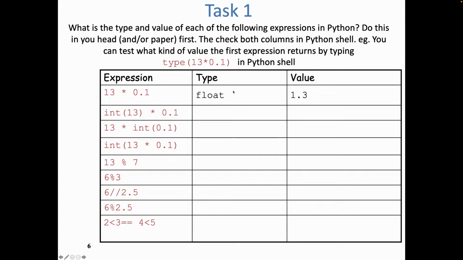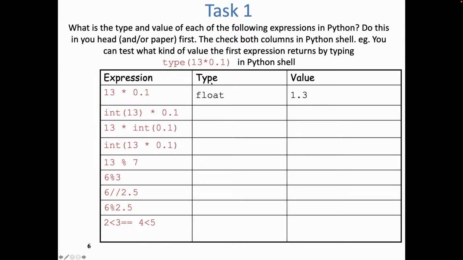Next is task 1. What is the type and value of each of the following expressions in Python? Do this in your head first. Then check both columns in the Python shell. You can test what kind of value the first expression returns by typing type, and in the brackets is an expression in the Python shell. So here for the first expression, you should calculate the value in your head first. It is 1.3, and the type of the output is float.